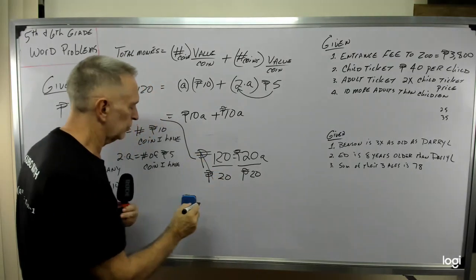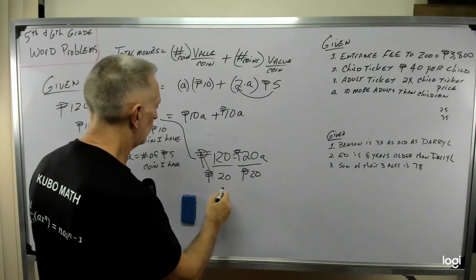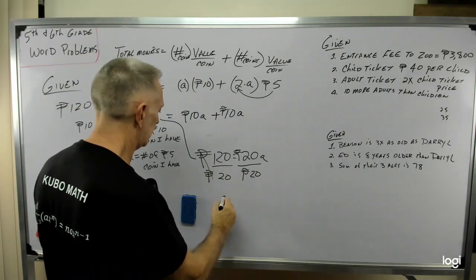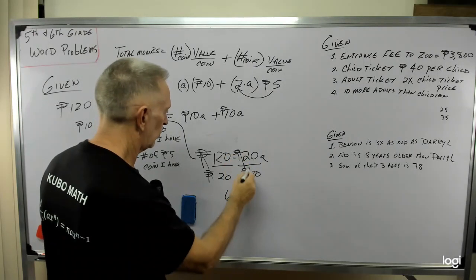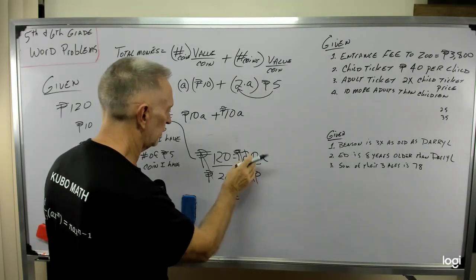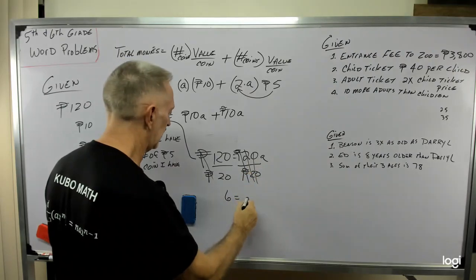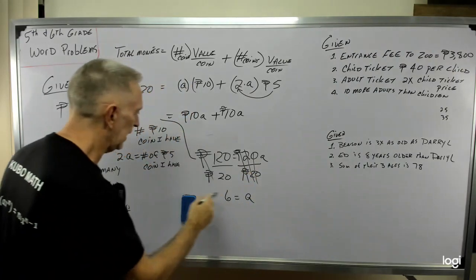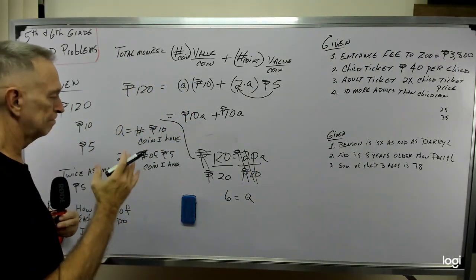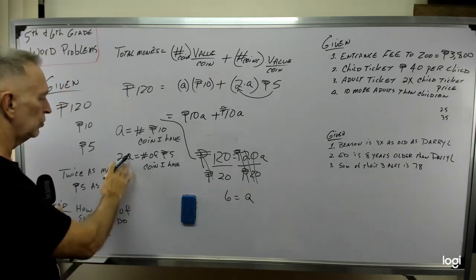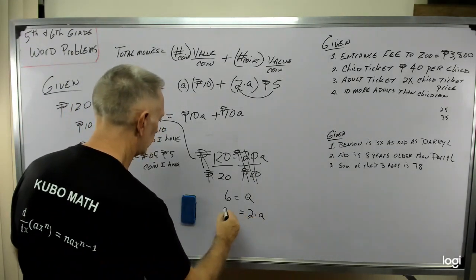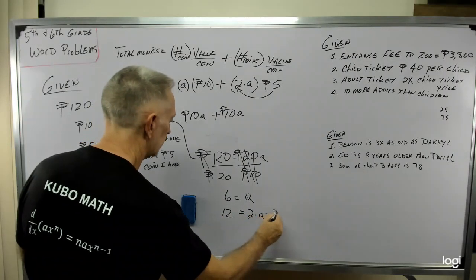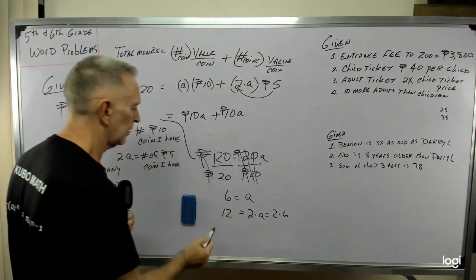The pesos divide out. 120 divided by 20 gives me 6. And that equals 20, all divides out here. That's 1. 1 times A is A. A equals 6. Wow. 2 times A equals 12. So that's 2 times 6.